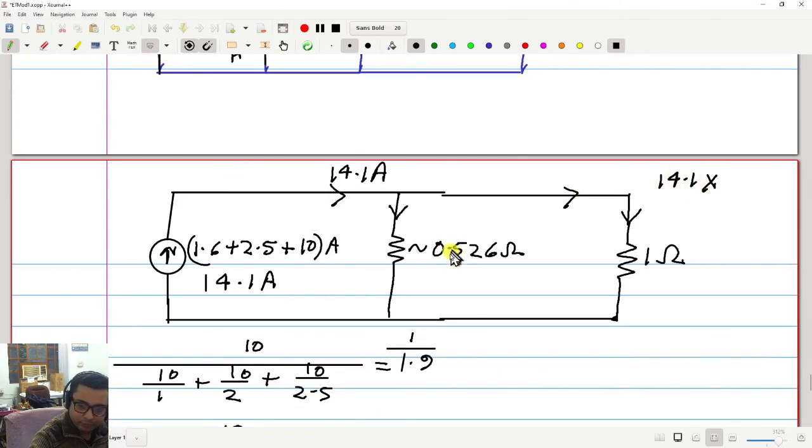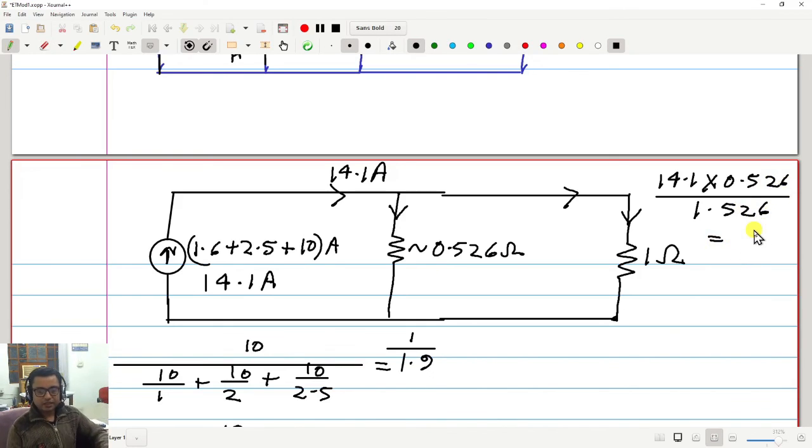14.1 multiplied by 0.526, whole divided by the sum of this and this, 1.526. Approximately 1/3 of that. So you will get 4.7 something maybe. Okay, good.